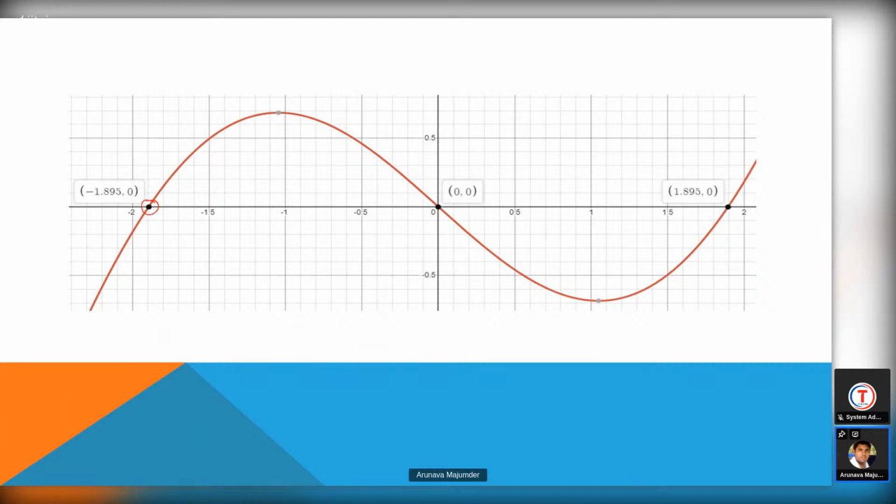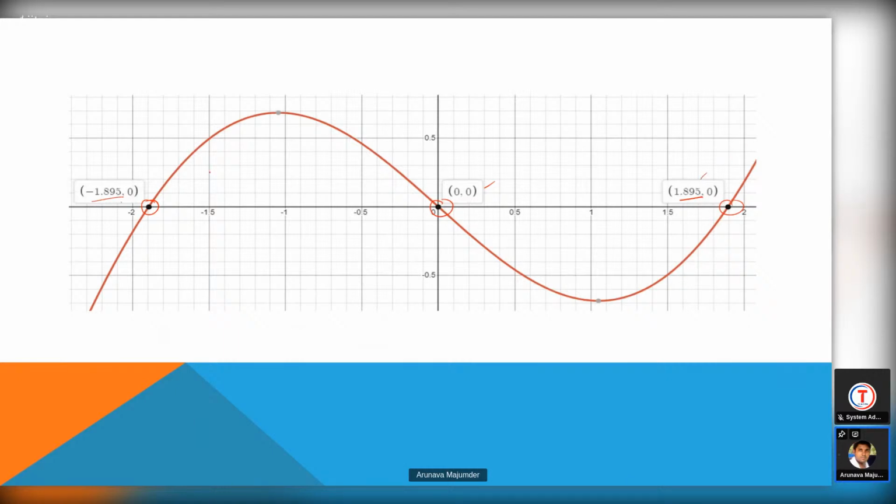Here is a root, that is minus 1.895. It is another 0. So it is a 0 point because the function is going through the 0 point. So 0 is obviously another solution, which is a trivial case. And another point is this one, 1.895.